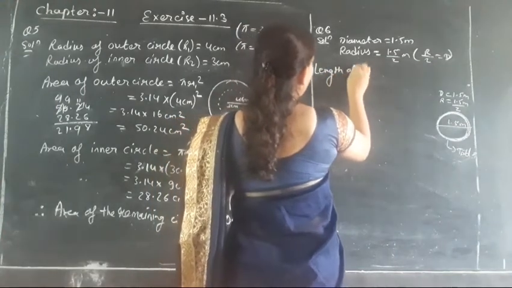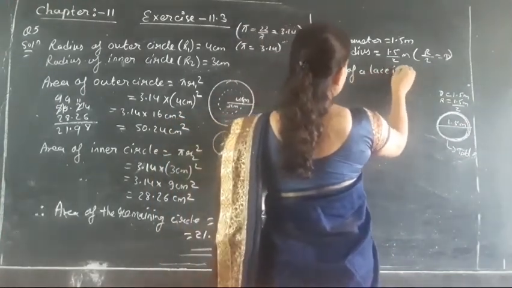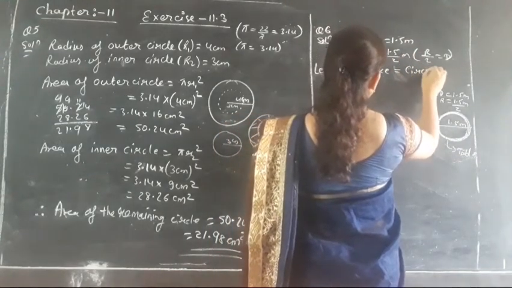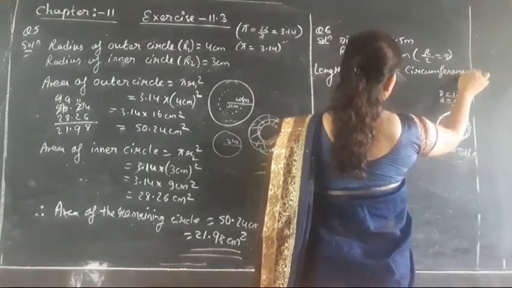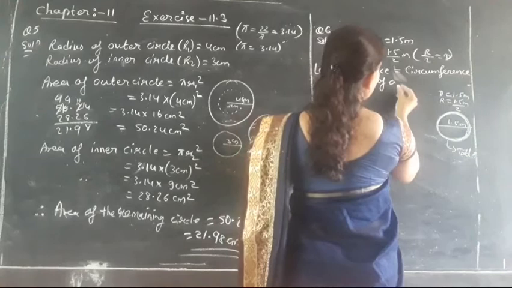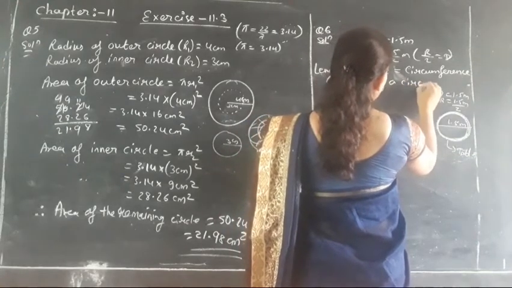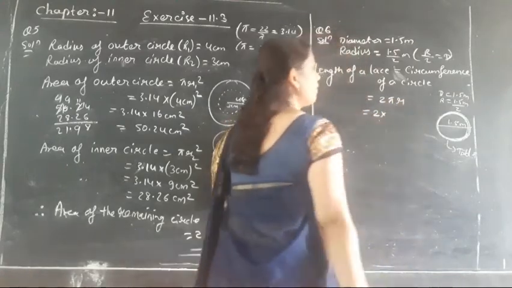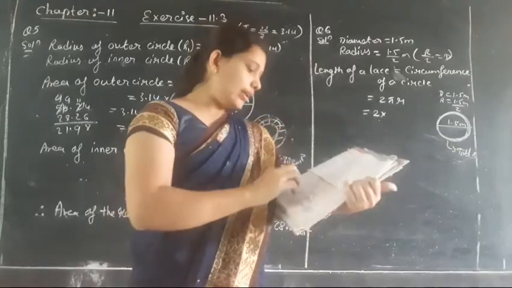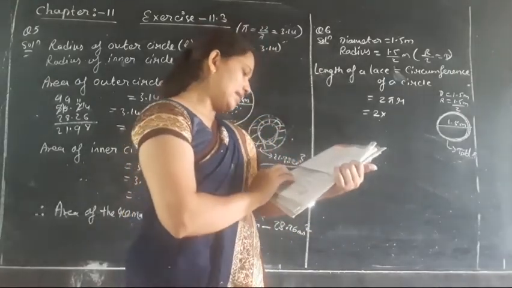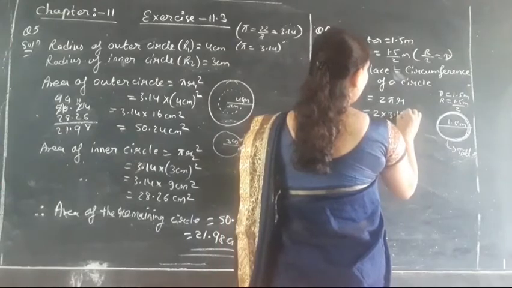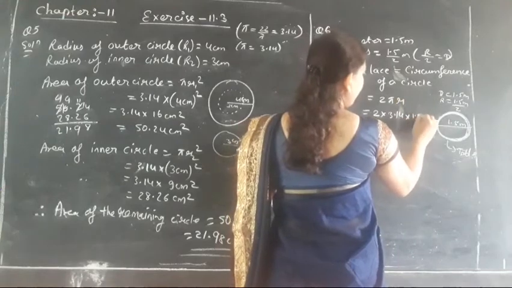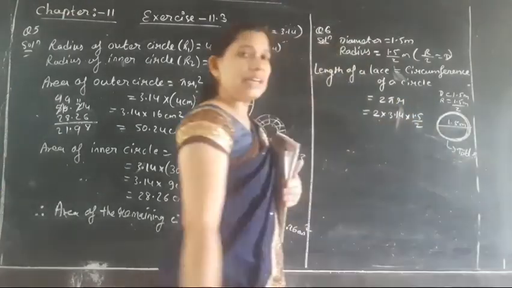Then the length of a lace is equal to, okay, it will be equal to what? It will be equal to the circumference of a circle. Clear to everyone? It will be equal to the circumference of a circle. And what is the formula for the circumference of a circle? That is 2 pi r. Okay. So 2 into pi value, how much do we have to take? It is already given in the question that we have to take pi as 3.14, into r value, which is 1.5 upon 2. Okay, understood up to here?